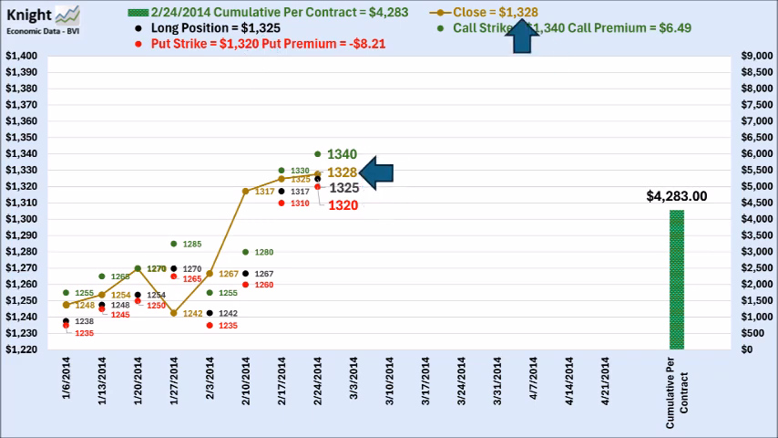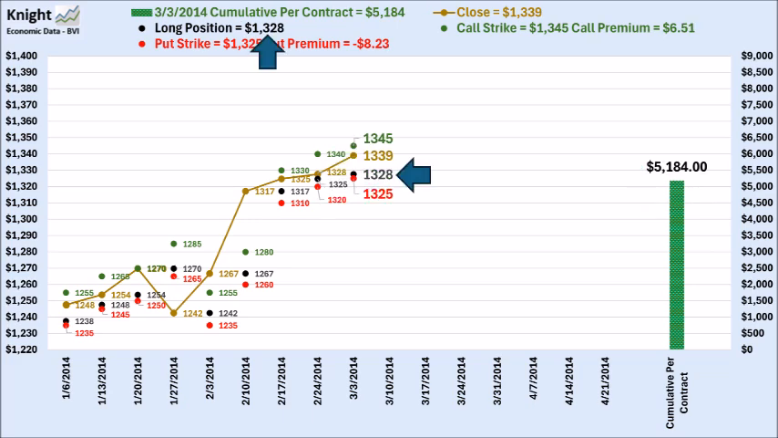At expiration, the market settled at $13.28. Neither the $13.40 call nor the $13.20 put were exercised, making us $24 net of all hedge costs and fees, bringing the cumulative net profit up to $4,283. We're coming into the week long at $13.28. We lay down our 1-week collar.